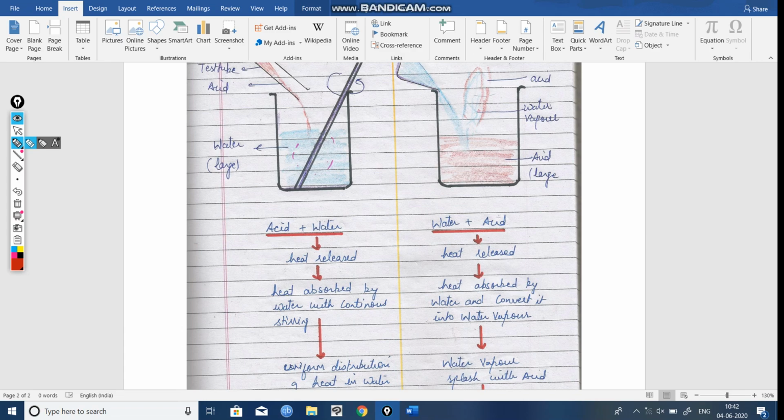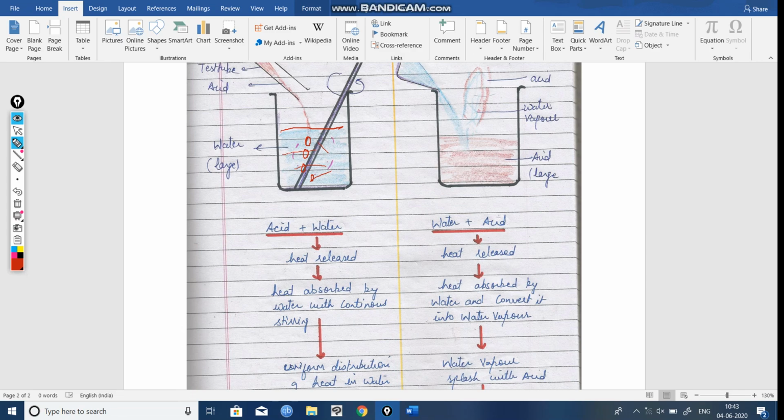Then the next method, addition of acid to water. Now water is in large amount. When we add acid drop by drop, as soon as acid comes in contact with water, again it releases a high amount of heat. But there is a large amount of water, and this heat is absorbed by the water with continuous stirring.